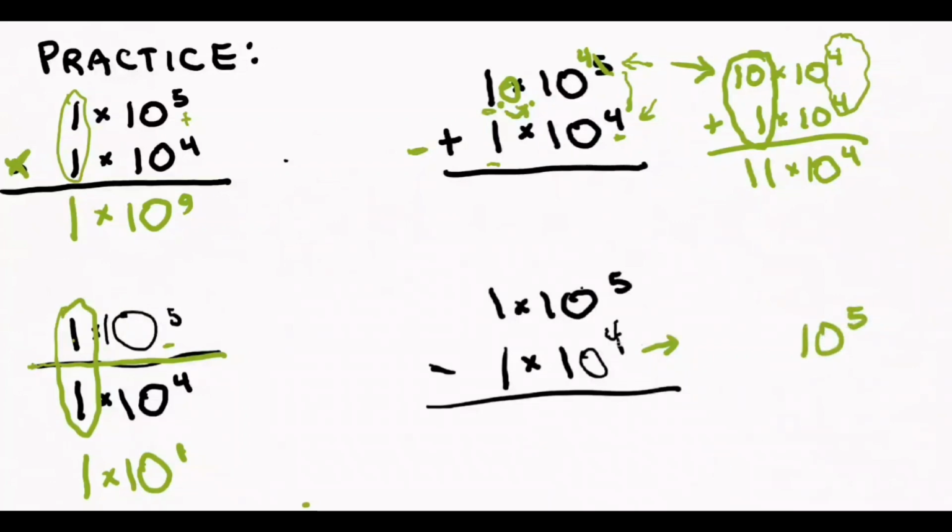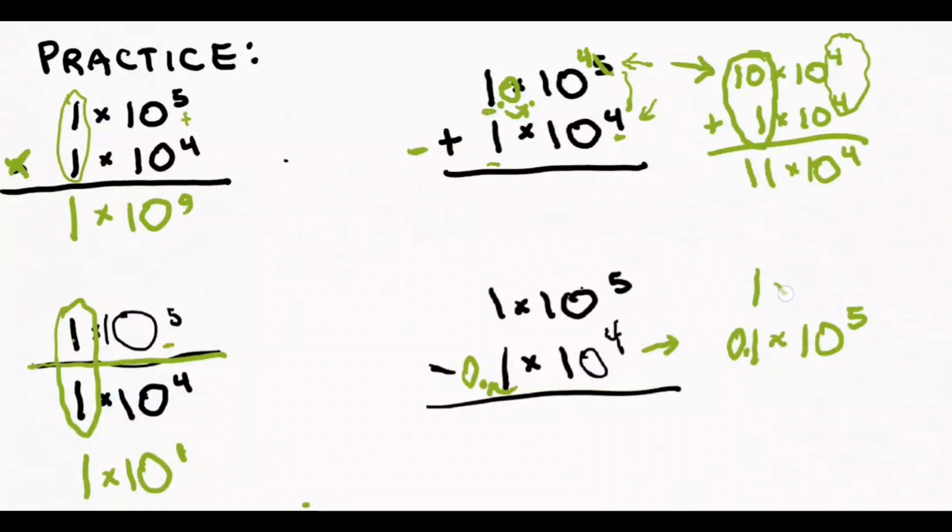So how do I do that? Well, if I need to bring that up to 10 to the 5th, that means this number is going to have to get smaller. So I'm going to have to bring the decimal point over here and turn it into 0.1. So 0.1 times 10 to the 5th is the same thing as 1 times 10 to the 4th.